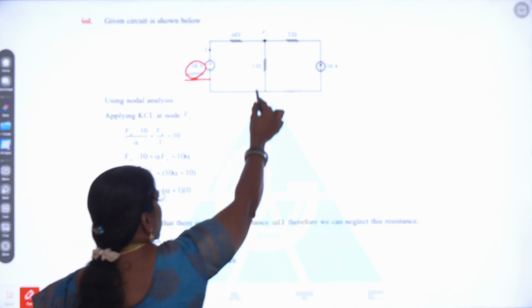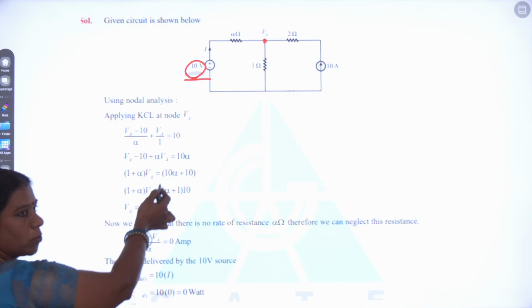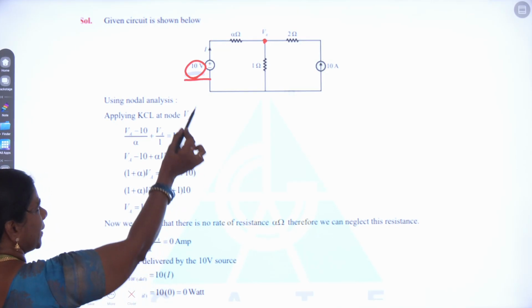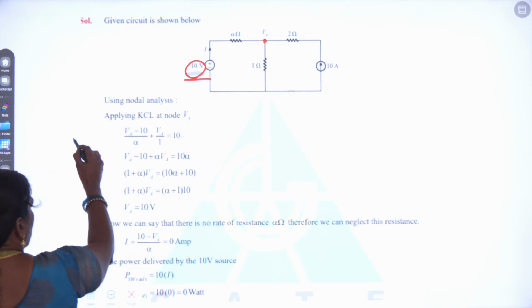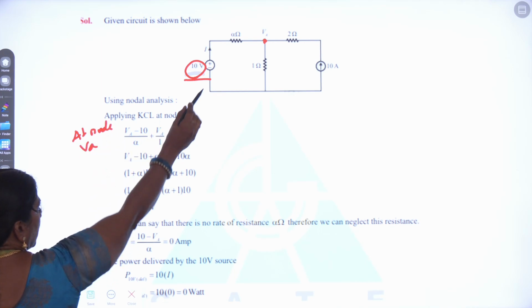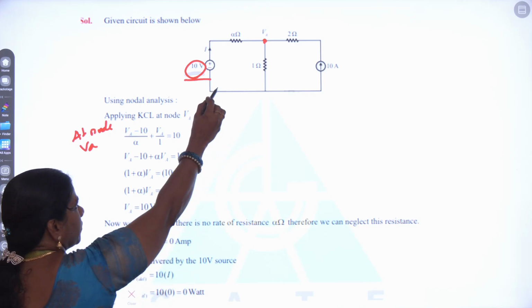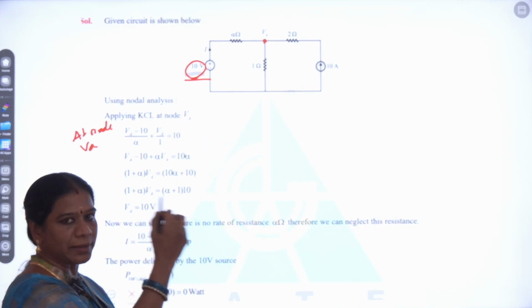So here we can assume that the node voltage at this point is VA. Using nodal analysis, we can go for writing the node equation for our VA. So at node VA we can go for writing what is the nodal voltage. Here we have to consider VA as the greater voltage.